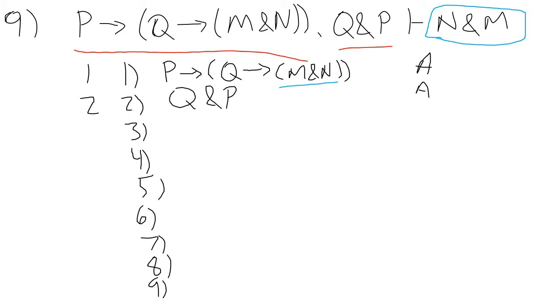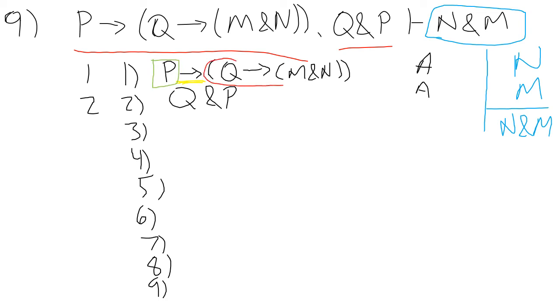So, how am I going to get to this conclusion? Just like we've done on previous practice problems, we need to separate N and M, and then we're going to have to put them together. Now, locating N and M, they're both right here in this line 1. Well, what's the main operator in line 1? The main operator in line 1 is this arrow right here. So what I have is a P and then all of this stuff.